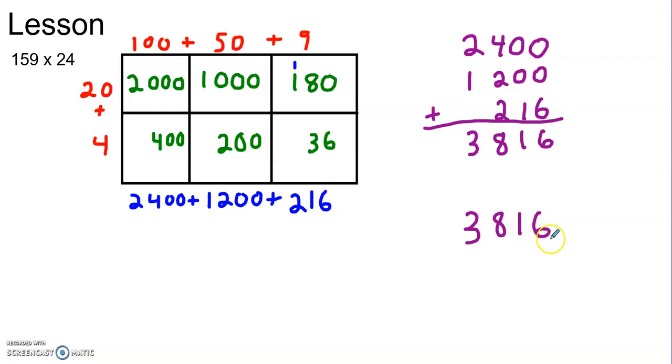Now I'm going to add my periods. So I go 1, 2, 3. I know a comma belongs here. So I know 159 times 24 is going to give me 3,816. I want you to pause this video now and write down our expression, all of our work, and our final answer. So I should see everything on the screen in our notebooks.